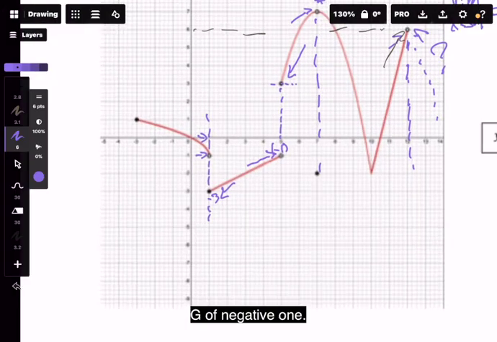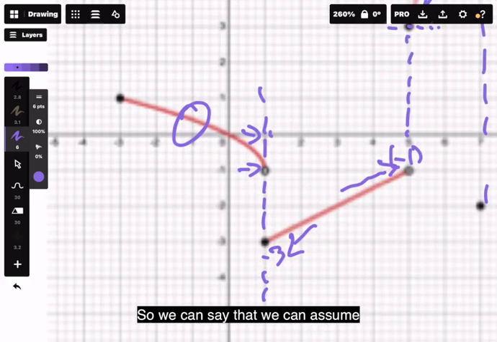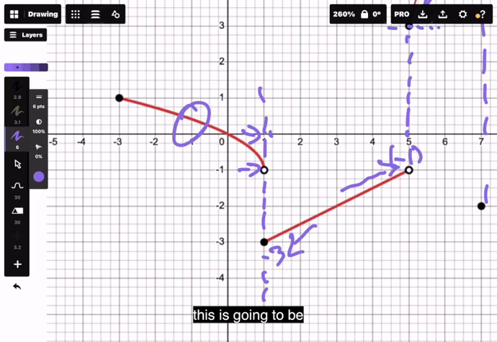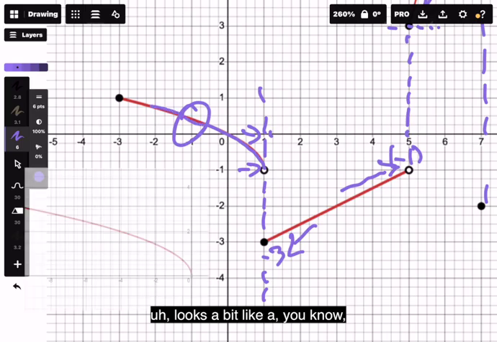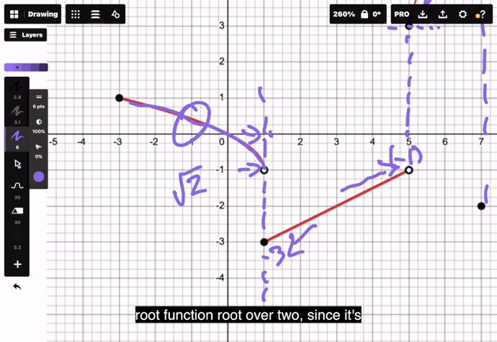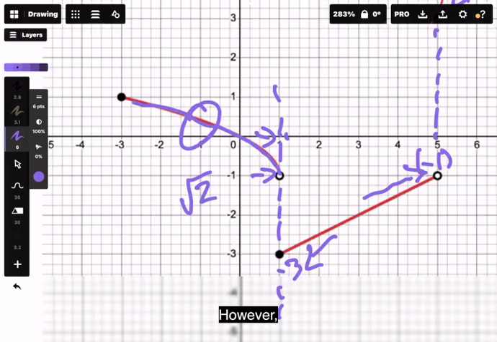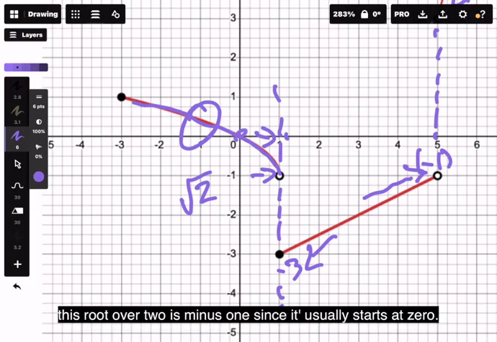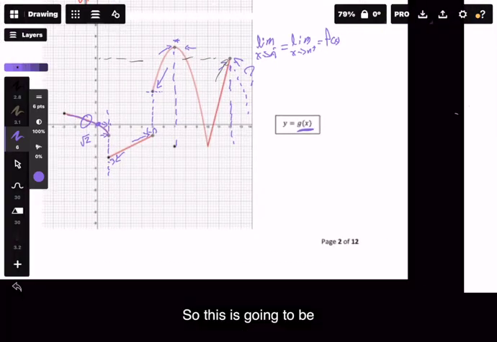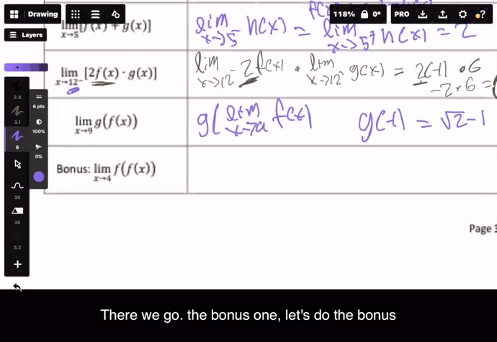g of negative 1, right here. So we can assume this is going to be, looks a bit like a root function, root over 2, since it's not over exactly, so we can do that. However, this root over 2 is minus 1, since it usually starts at 0. So this is going to be root over 2 minus 1. There we go.